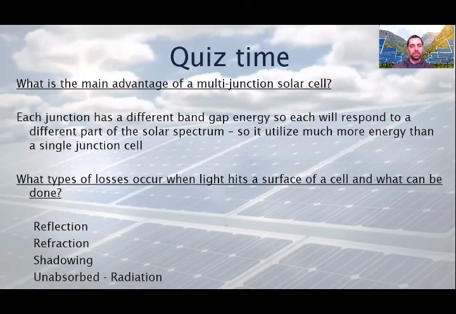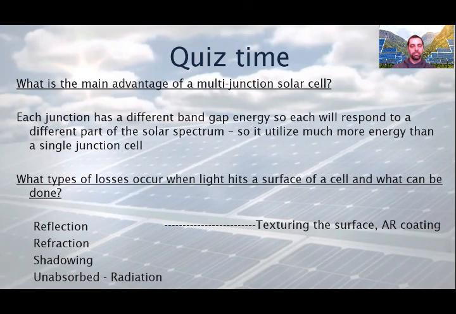What type of losses occur when light hits the surface of a cell, and what can be done? Reflection. Texturing the surface and anti-reflecting coating.